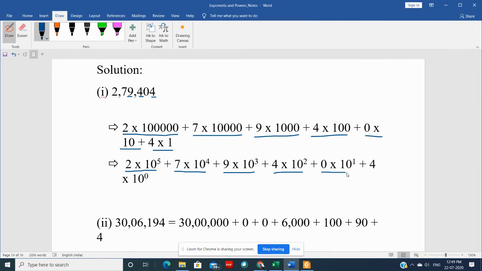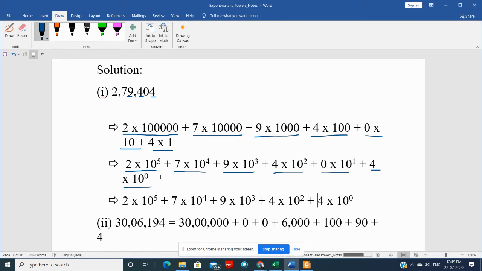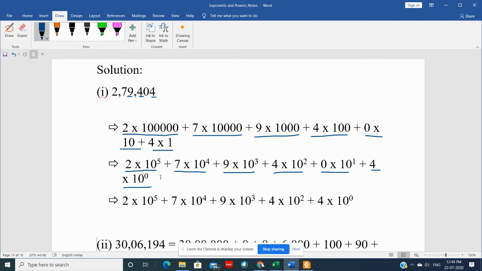Sorry, I forgot to mention here 0 into 10 raised to 1 and 4 into 10 raised to 0. Alright, now because it is 0, you can ignore this here and you can make it like this. So we'll just write down this here, but you can ignore this because that's going to be your 0. Alright, hope you guys are clear with this. All these sums are done like this.